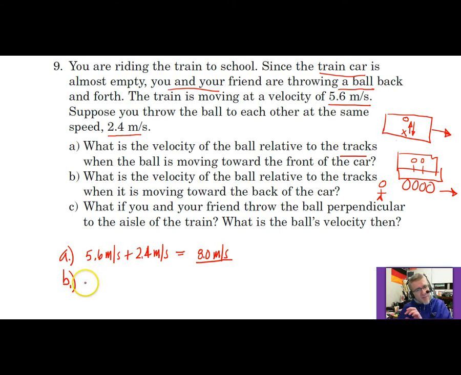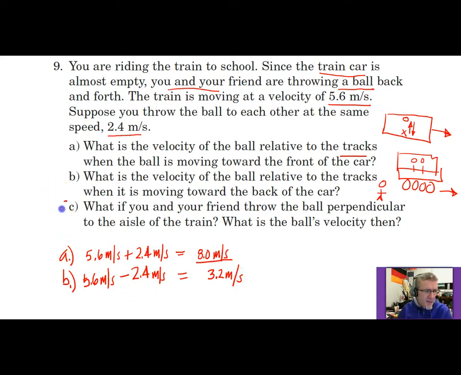Now when my buddy throws the ball back, I think you can remember from the video, that demonstration, so it's going to be subtracting that velocity. So the ball is going to seem like it's moving slower from the track's point of view because we're subtracting it. So 3.2 meters per second, 5.6 meters per second minus 2.4.